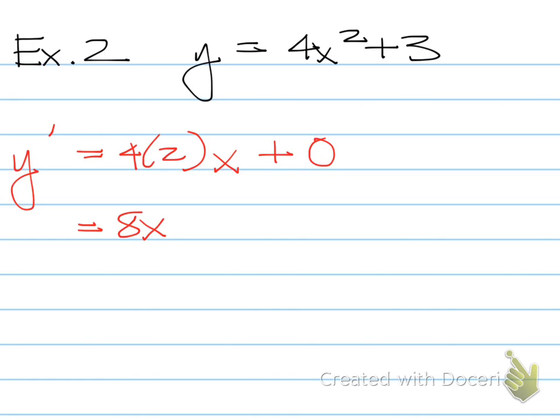So if we wanted to find the instantaneous rate of change at any point on this parabola, we would just replace that point where we're trying to find the instantaneous rate of change at. We would plug in that value of x into the expression 8x.